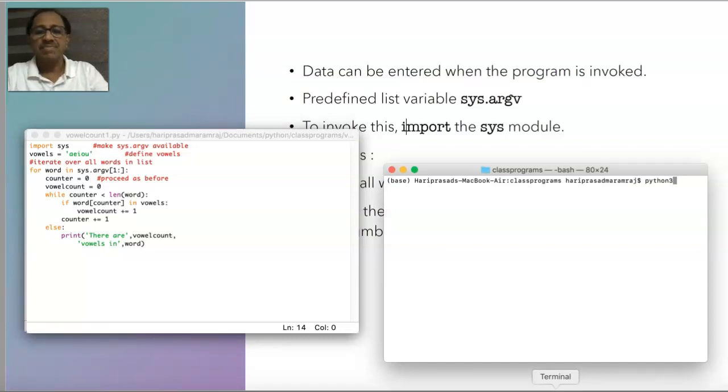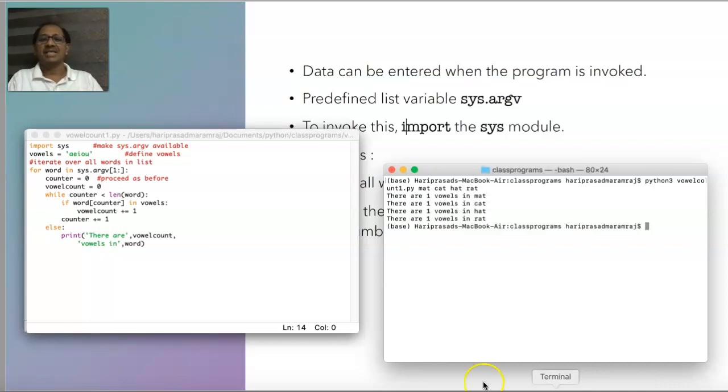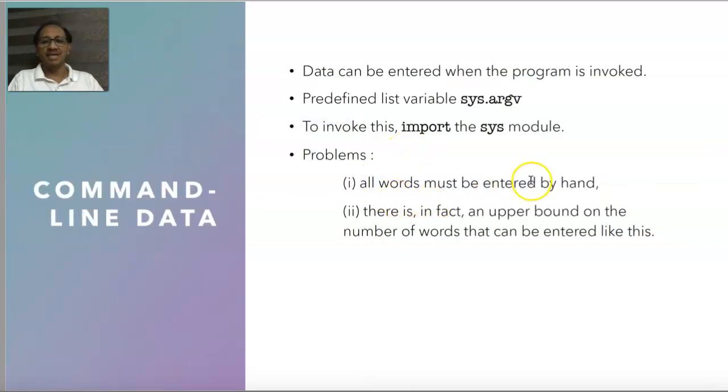Python 3, we have saved this program as vowelcount1.py, and we give all the words mat, cat, hat, rat, and see what it does. Now see, it works on all the words, right? It says mat has one vowel, cat has one vowel, hat also has one vowel, and rat also has one vowel, right? This is a simple modification of our earlier program, but still the problems remain.